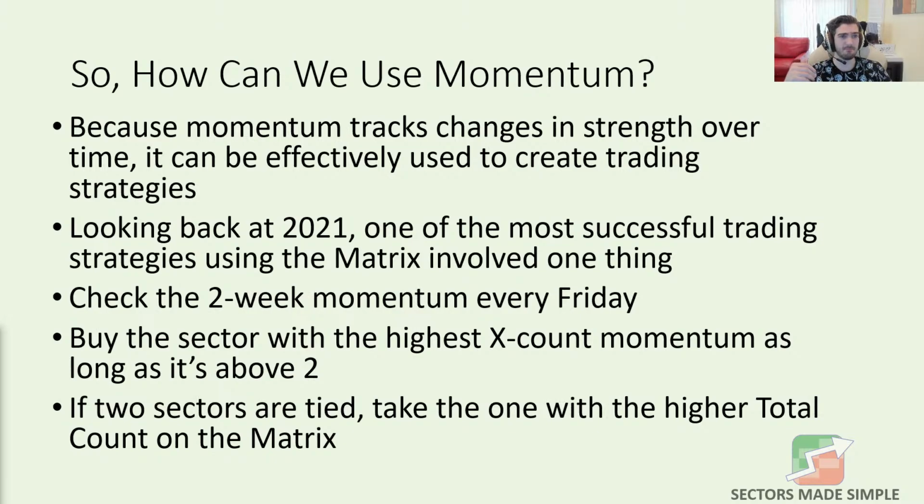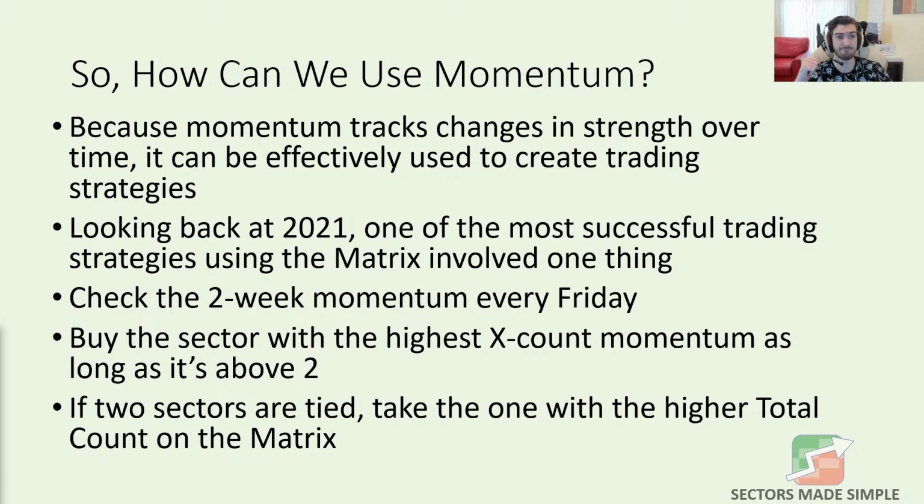Throughout 2021, we found a trading strategy that outperformed the S&P 500 by a significant margin. That trading strategy involved one single thing. Go to the matrix on Friday afternoon before the market closes. Sort by X count momentum for the 2 weeks. Buy the sector with the highest X count momentum as long as it's above 2. And if we have a tie, take the one with the higher total count.